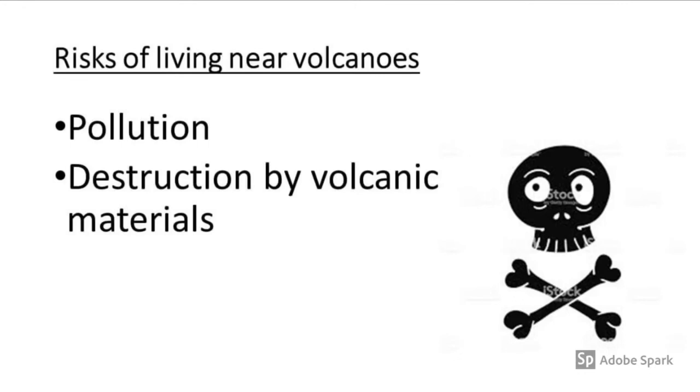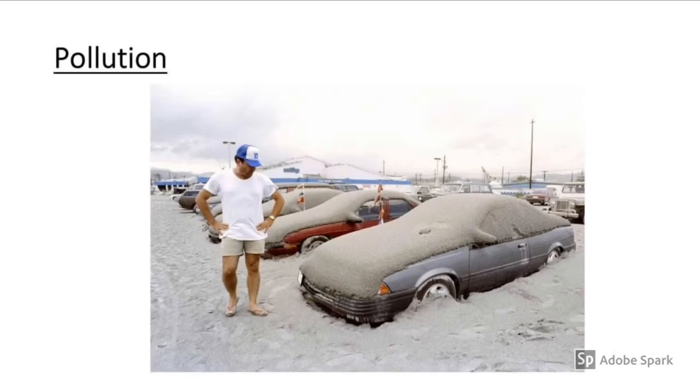Of course there are, right? So there are 2 main risks that we will cover. First one is pollution, followed by destruction by volcanic materials. If you take a look at this picture here, this shows the extent of the pollution that can occur after a volcanic eruption. This is a picture taken of what happened after Mount Pinatubo erupted.